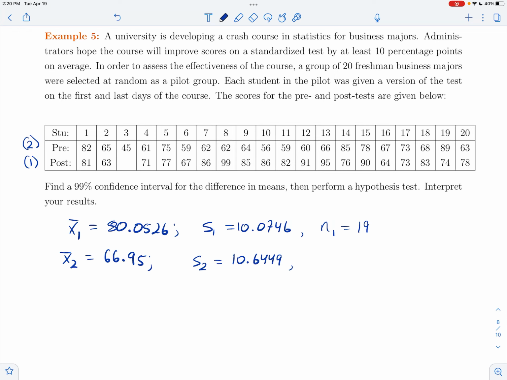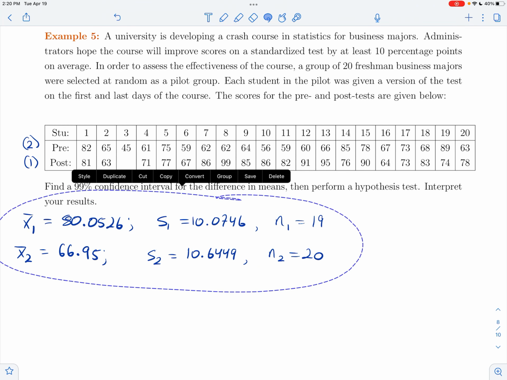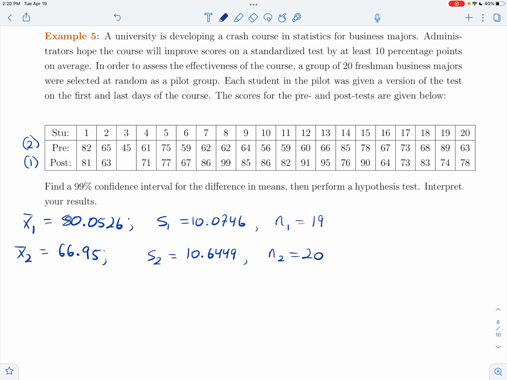We lost a student, didn't take the post-test. The sample size for the pre-test was actually 20. So that's sort of the initial statistics that we'll need to get. You could type this stuff into Excel if you wanted to. We're interested in doing a 99% confidence interval, so let's kind of deal with that. So I want C to be 0.99.